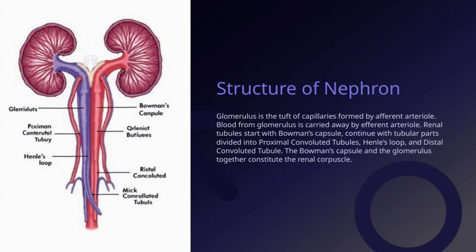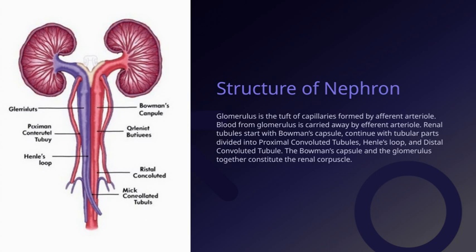segment of the nephron. Moving on, the renal tubules begin with the Bowman's capsule. This capsule surrounds the glomerulus and captures the filtrate, which will then undergo further processing. The renal tubules are divided into several parts. The proximal convoluted tubule, where reabsorption of essential substances begins, Henle's loop, which plays a crucial role in concentrating urine, and the distal convoluted tubule, where fine-tuning of the filtrate occurs. It's important to remember that the Bowman's capsule and the glomerulus together form what we call the renal corpuscle.